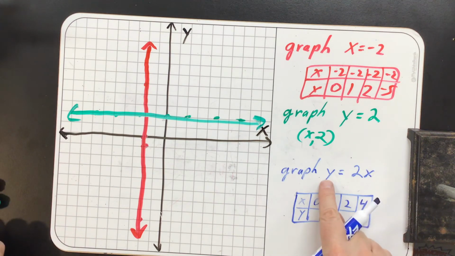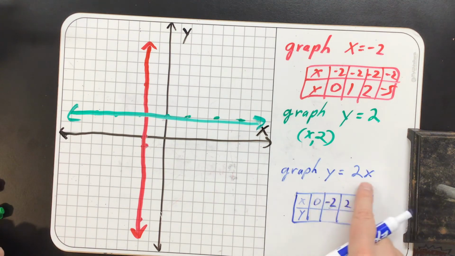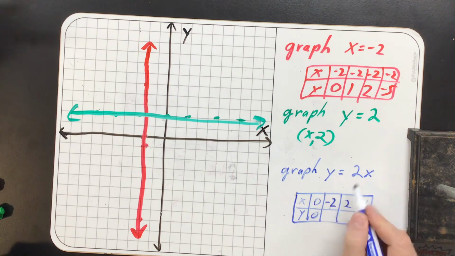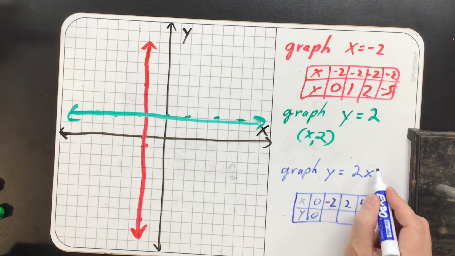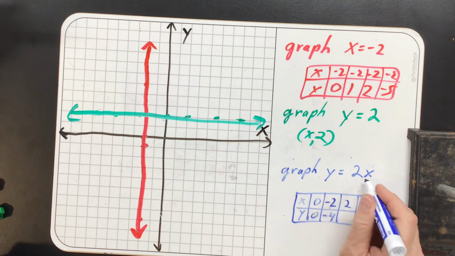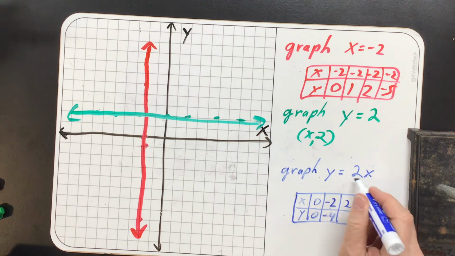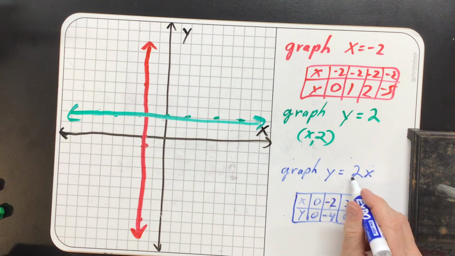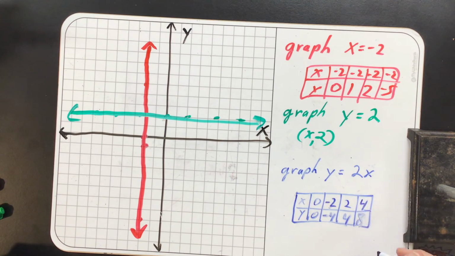And then, one more example, y equals 2x. So whatever x's value is, y is always twice as much. So if x is 0, then 2 times 0 makes y 0. If x is negative 2, okay, so 2 times negative 2 is negative 4. If x is just 2, then 2 times 2 is positive 4. And if x is 4, then 2 times 4 is 8. So we can go ahead and graph these.